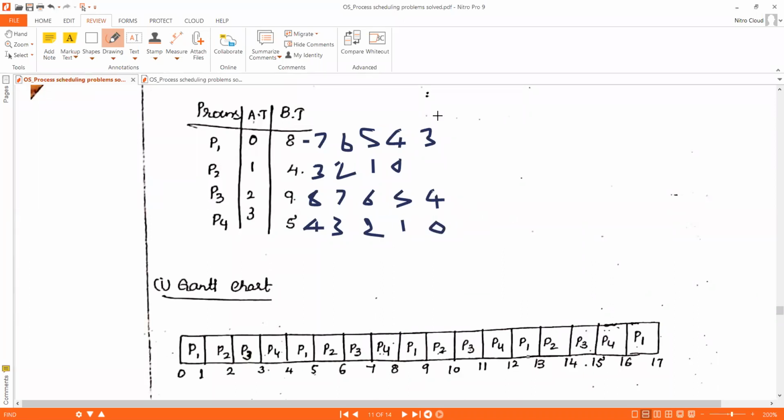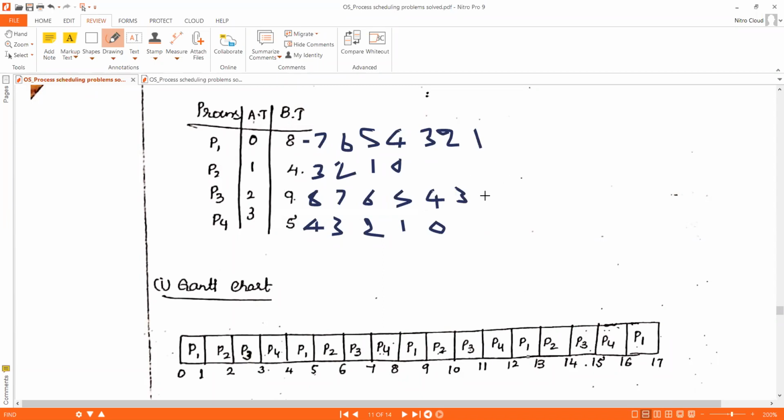Okay. So now again the CPU will be given to process 1. Process 1's remaining burst time is 3, so it will execute for 1 millisecond. Next, the CPU will be given to process 3. Process 3's remaining burst time is 3 milliseconds. Next, the CPU will be given to process 1. Process 1's remaining burst time is 1 millisecond.